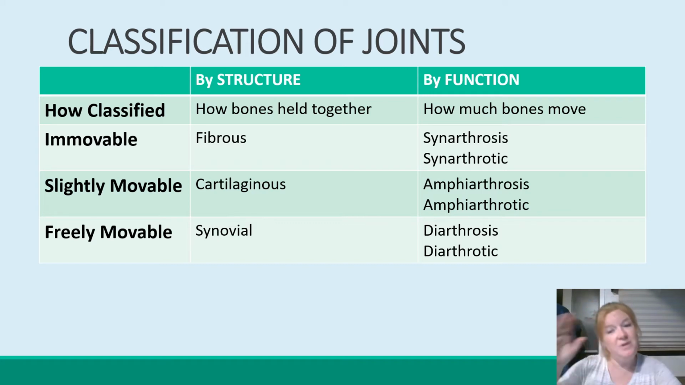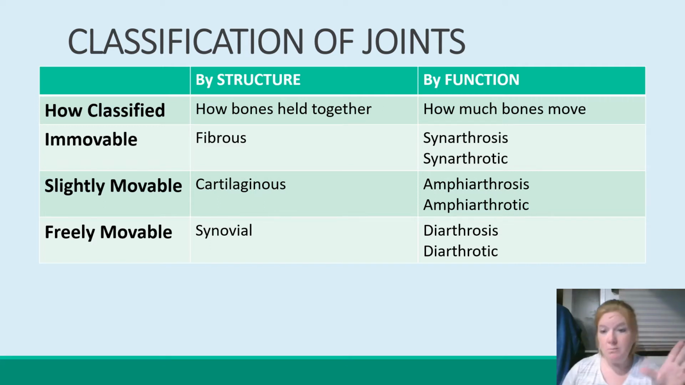Now we can also classify joints by function. Immovable is synarthrotic or synarthrosis, like they've been synthesized, they're stuck. Synarthrosis, stuck. They're immovable. If they're slightly movable, it's amphiarthrotic or amphiarthrosis. Can go either way. Always think about it like ambidextrous. So kind of movable, kind of not. And then we have freely movable, which is diarthrotic or diarthrosis.